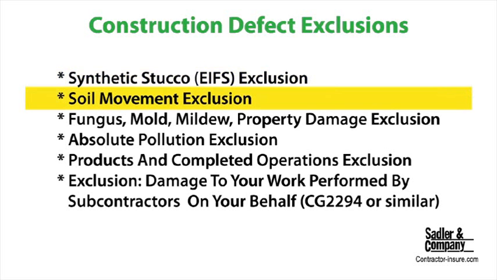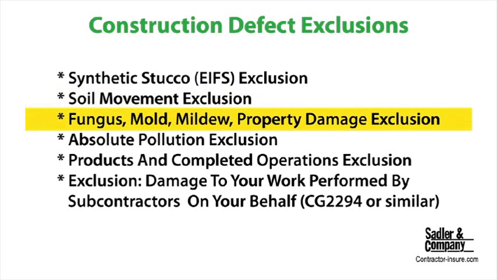The next is the soil movement exclusion. Expansive soils have been a problem in some parts of the country and have been a major source of construction defect lawsuits. It's possible to pick up coverage for this risk through certain homeowner warranty products such as HBW 210.